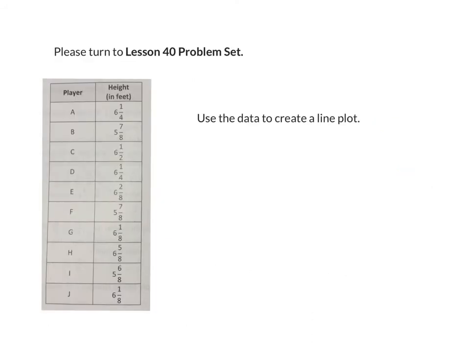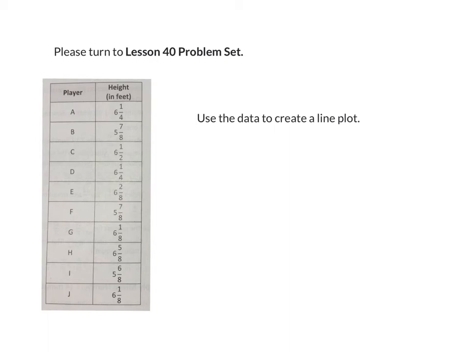On your lesson 40 problem set, you will see this table. Okay? It's describing different players, football players, player A, player B, etc., and how tall they are in feet. So for example, player A is 6 1/4 feet high. At the bottom of that page where you see the chart, use this data to create a line plot. It's been a while. We started this whole unit talking about line plots. And on your mid-module test, you had some line plots you had to draw. Some of you are forgetting key components of line plots.